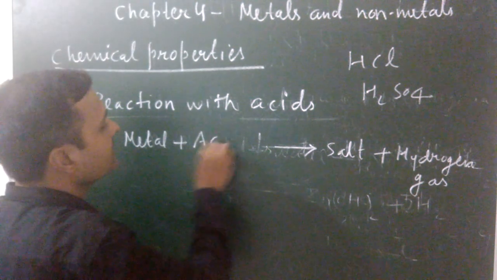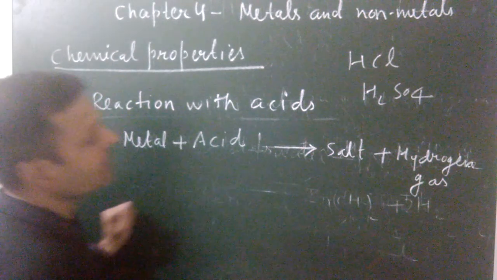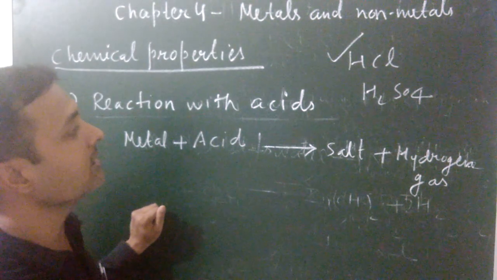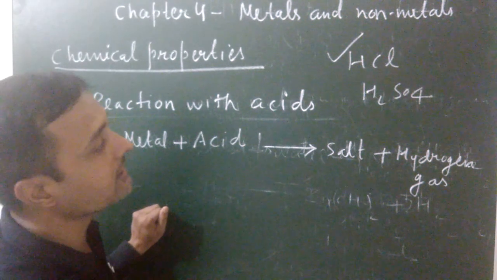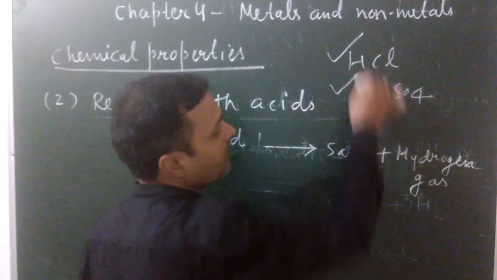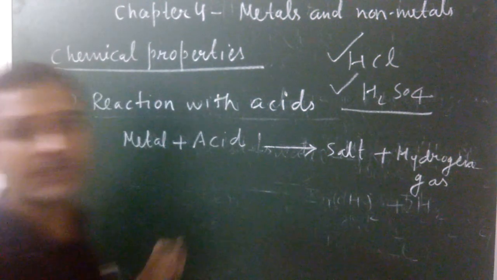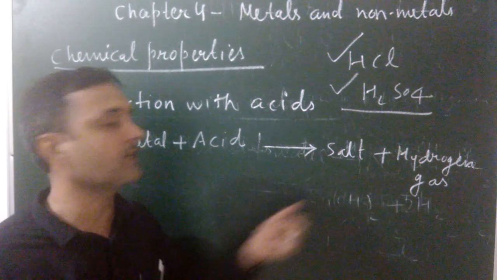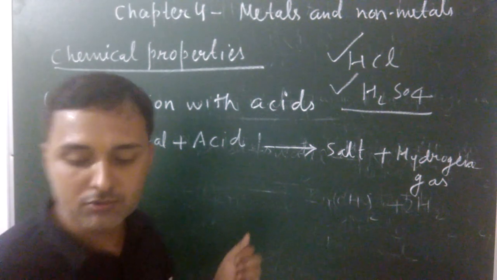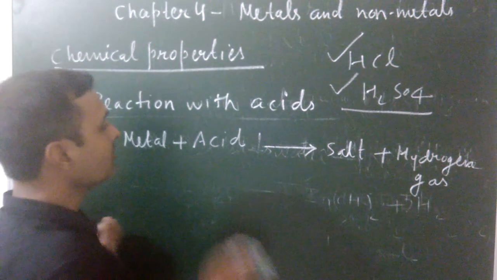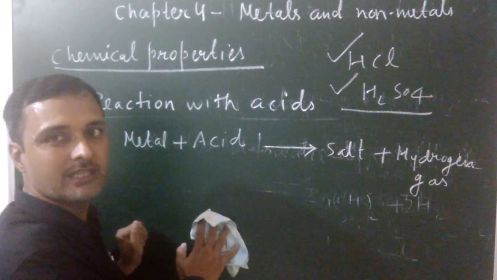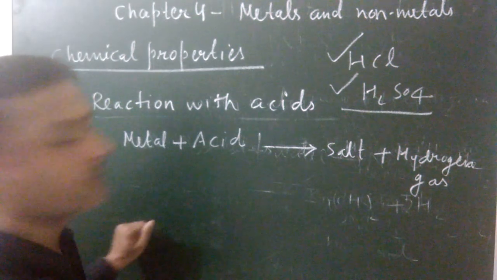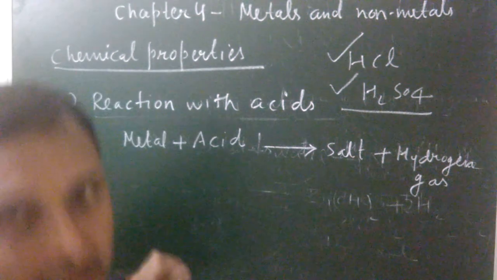Metal plus acid, and the most common acids are HCl, that is hydrochloric acid, and H2SO4, also known as sulfuric acid. Now generally metals react with acids and give salt and hydrogen gas, but non-metals do not react with acid. See, there are three chemical reactions given in your book. When a metal reacts with acid, it forms salt and releases hydrogen gas.